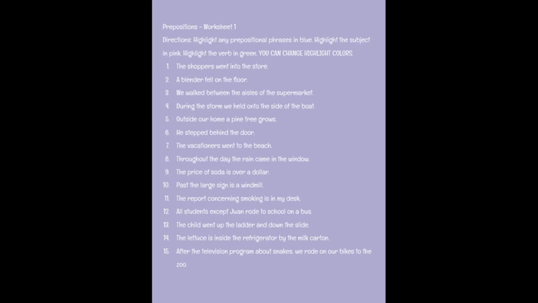This presentation was also created for you to do as an assignment. So in Classroom, under your work, you are going to click on this presentation, and each one of you has an individual copy. So you will go through the presentation and you will get to this worksheet, and you will actually complete this worksheet yourself, highlighting prepositional phrases, subjects, and verbs. So highlight any prepositional phrases in blue, highlight the subject in pink, and highlight the verb in green, or you can change the colors if you would like to.